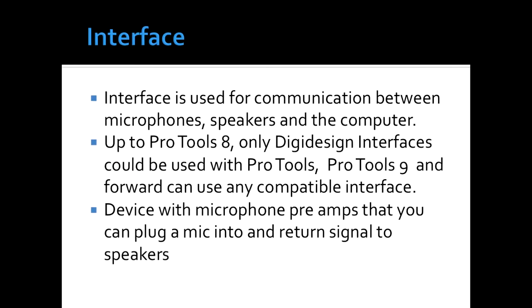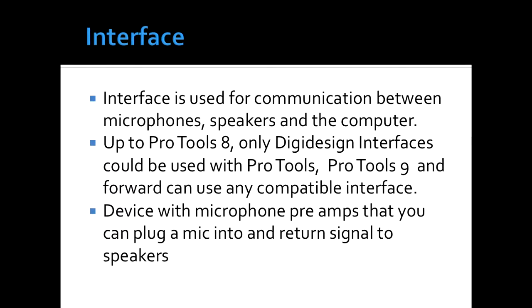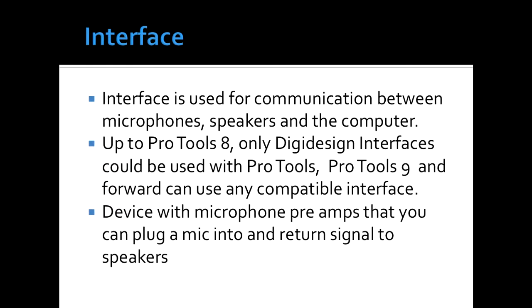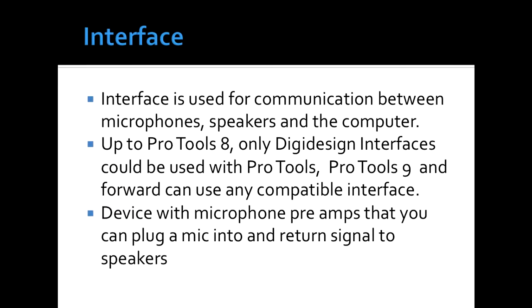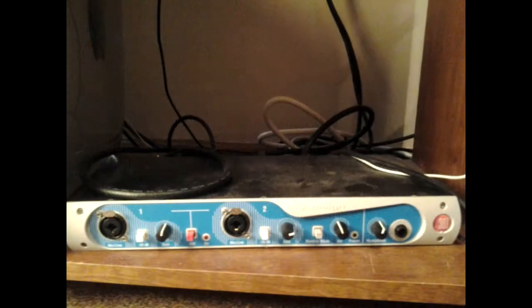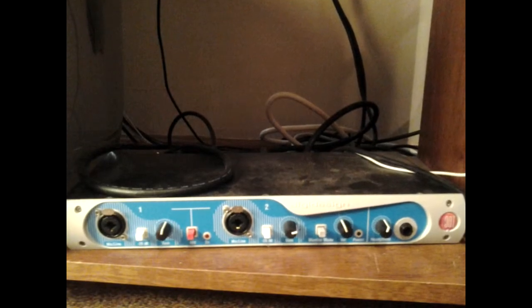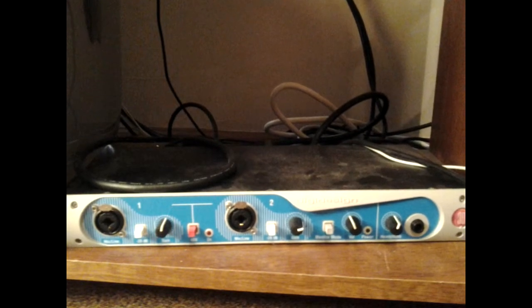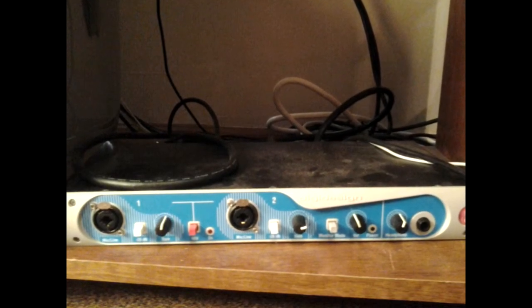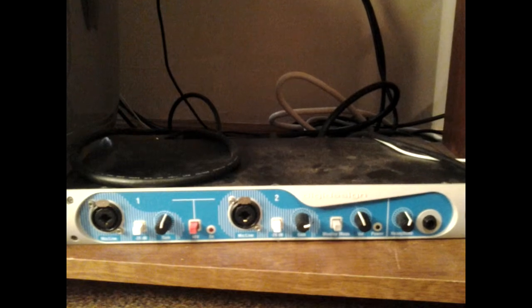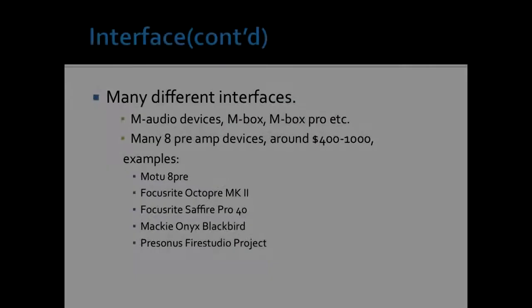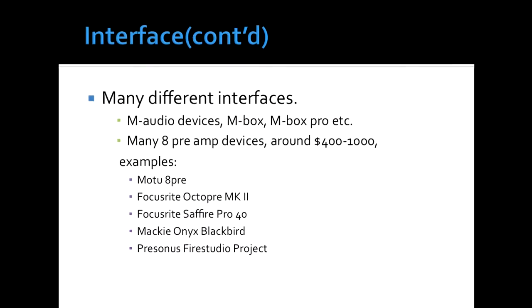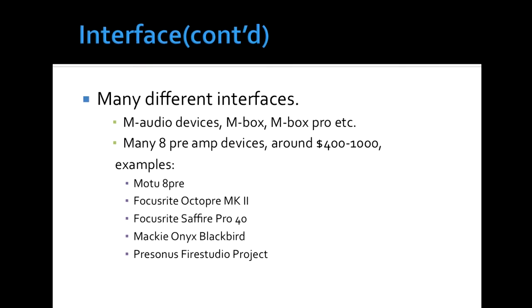Up to Pro Tools 8, only DigiDesign interfaces could be used with Pro Tools. Pro Tools 9 and forward will let you use pretty much any interface. This device is used to take the analog signal from your microphones and convert it into a digital signal that will be used by your computer. It will also take the signal coming out of your computer and send it to your speakers. There are many different audio interfaces available, which can range from a few $100s to a few thousand.